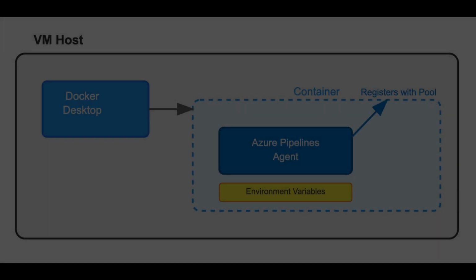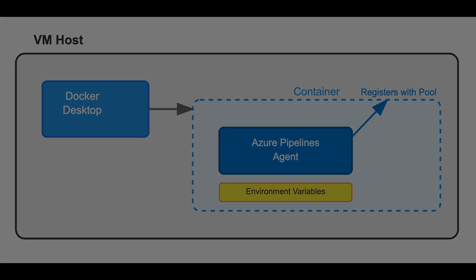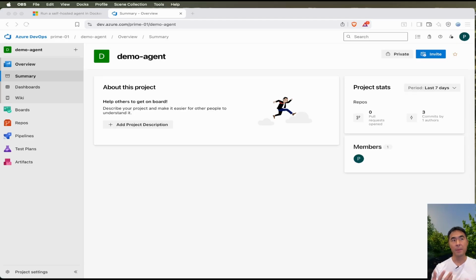So here's how everything connects. My Mac runs Docker Desktop. Inside it is a container. That Azure Pipelines agent runs and registers with my chosen pool using environment variables that will be set at runtime. The benefits of doing this are a clean environment for every job, easy version updates of the agent, complete isolation between builds, and a reproducible setup.